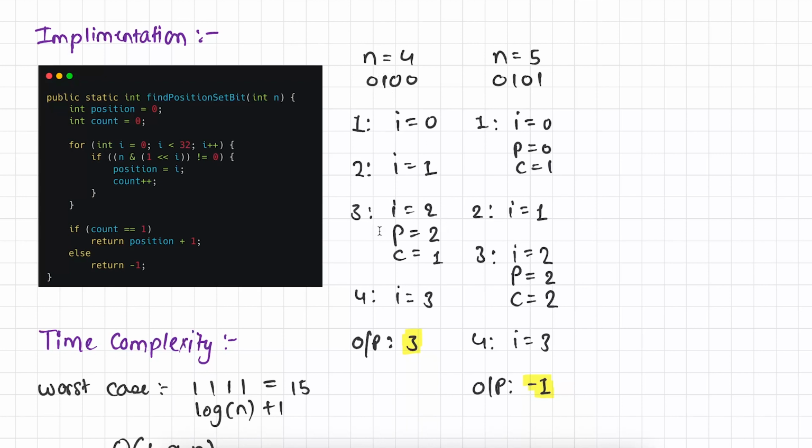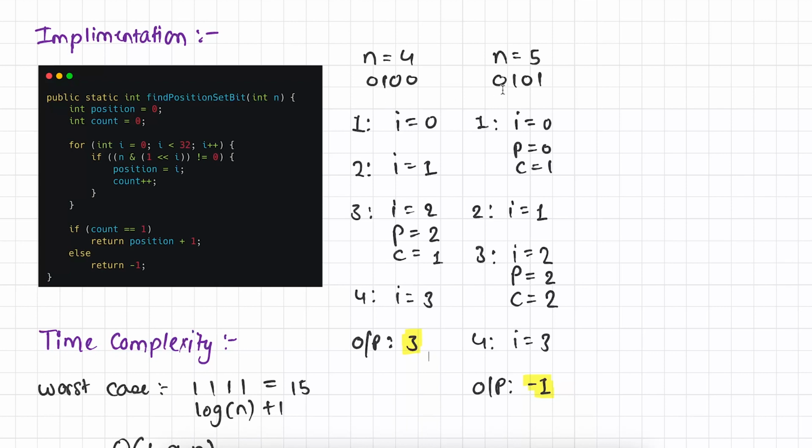So in this case, we store the value of I in P to get the position and increment count by 1. So the value of count becomes 1. In the next iteration, I becomes 3. And in the third index, you can see that there is no set bit. So our loop gets completed and we get output as 3. Why? The value of position is 2, and 2 plus 1 is equal to 3. And you can see that at the third position, we have one set bit in number 4.